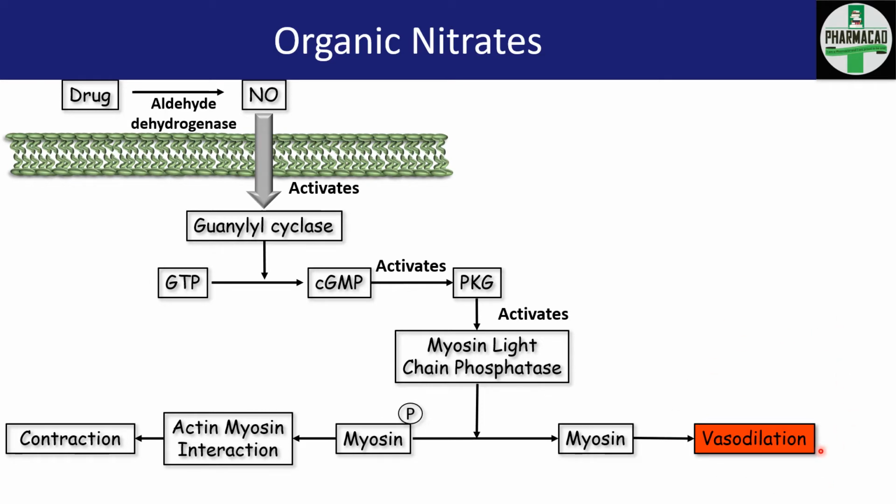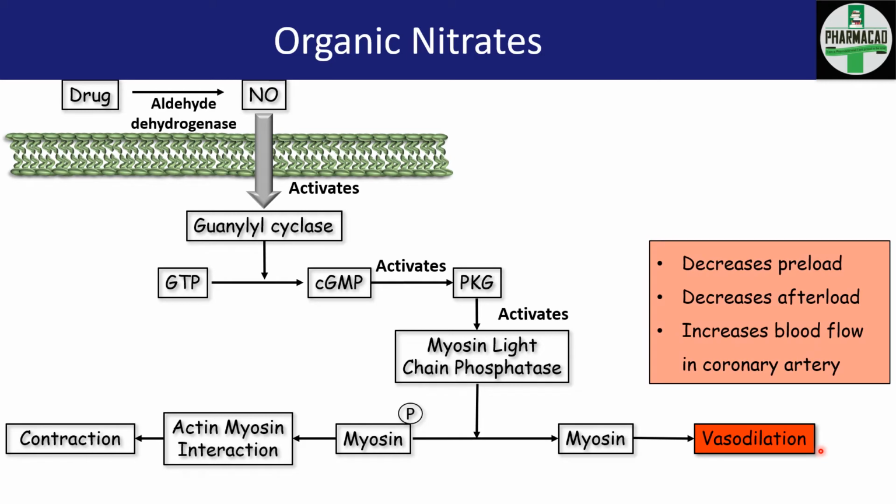Okay, so this vasodilation will help in decreasing preload on the heart. It will decrease afterload of the heart, and it will increase blood flow in the coronary artery to the heart wall. So this is how the organic nitrates donate nitric oxide, which increases cGMP levels inside the cell, which activates MLCP, which causes dephosphorylation of myosin, and that's how it causes vasodilation.